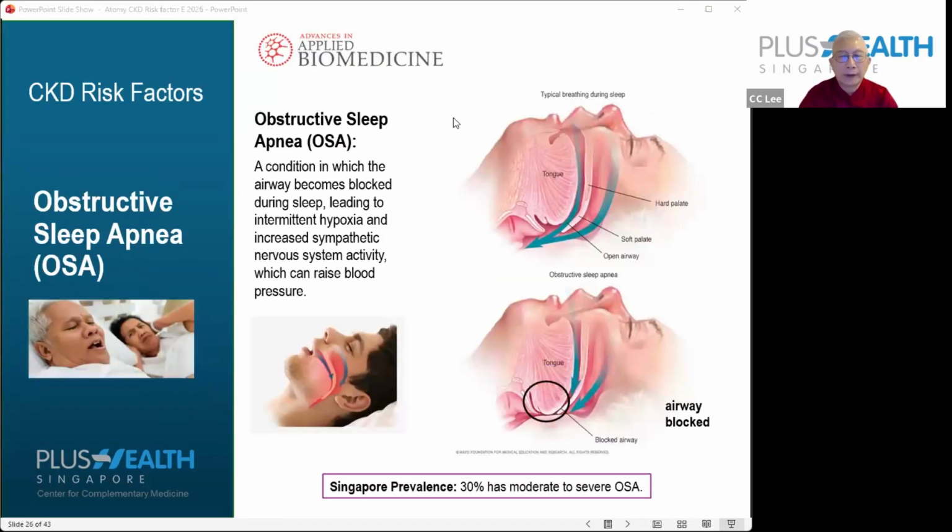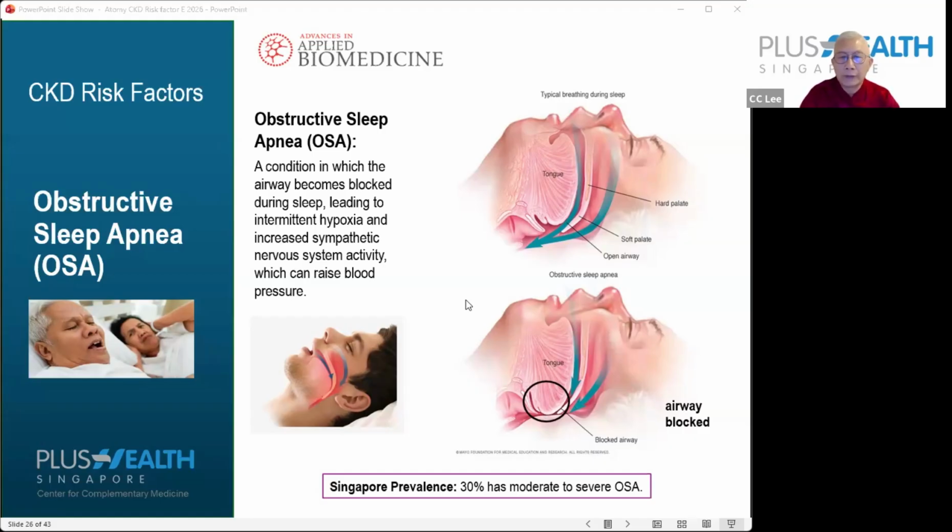Another risk factor we're going to talk about is obstructive sleep apnea, a condition in which the airway is blocked. You can see from here that in the normal sleeping condition the airway flows through our throat, an open airway, right? But if you are suffering from OSA, your airway is actually blocked, resulting in what we typically know as snoring.